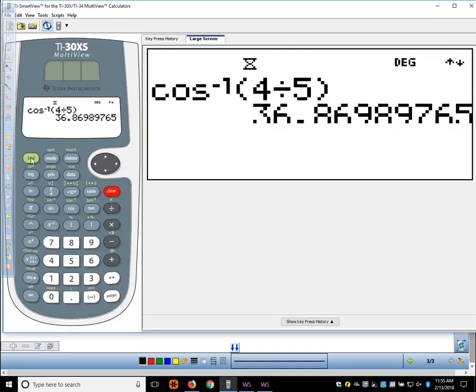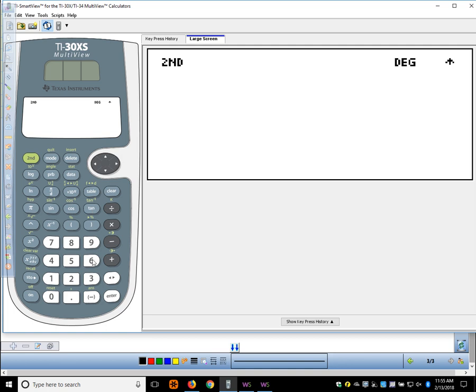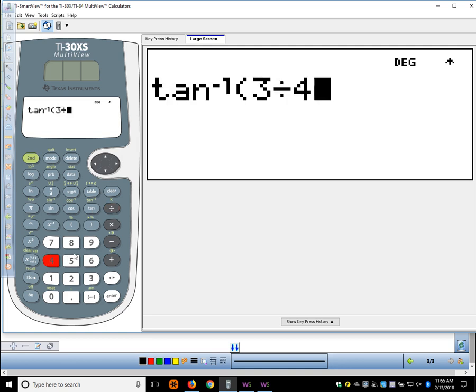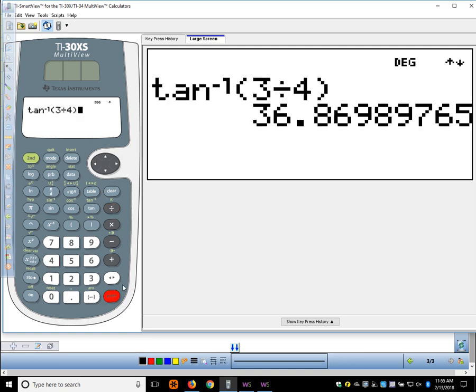So I'm going to do inverse tangent, 3 divided by 4. Close my parentheses. Enter, and I get 36.9. And if I knew any other ratio, I could find the inverse sine, the inverse cosine, or inverse tangent to figure out the angle.